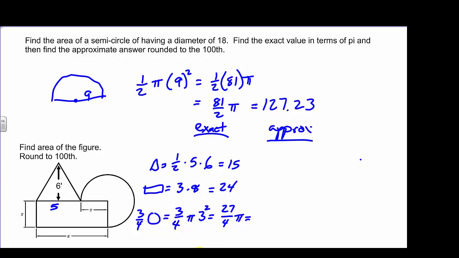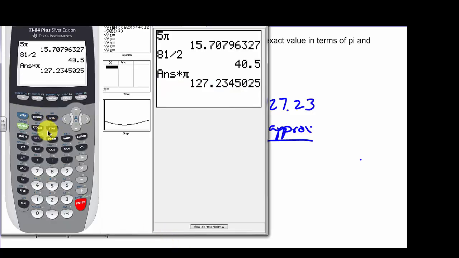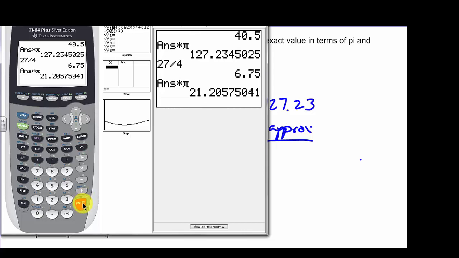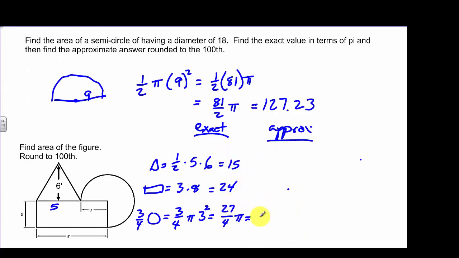asked me to do. So I go once again to my calculator, go 27 divided by 4, enter to get my answer, and then multiply that by pi, giving me 21.21. This is 21.21. Add all those up.